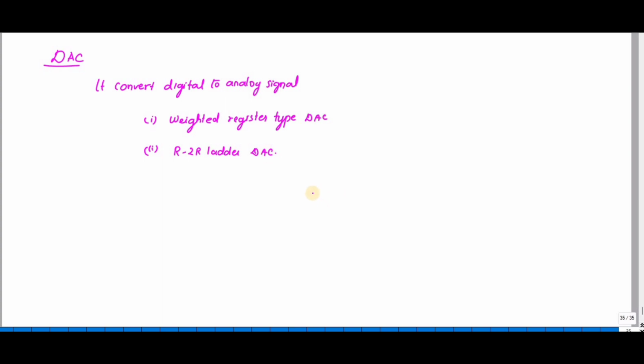Okay. So why it is called a weighted resistor: here, instead of a single resistor, there are power-of-two values of resistors added. So first let us discuss the weighted resistor type DAC.